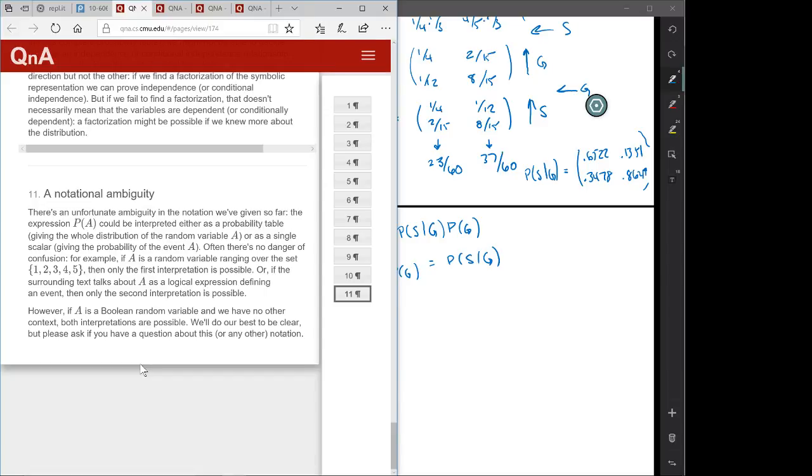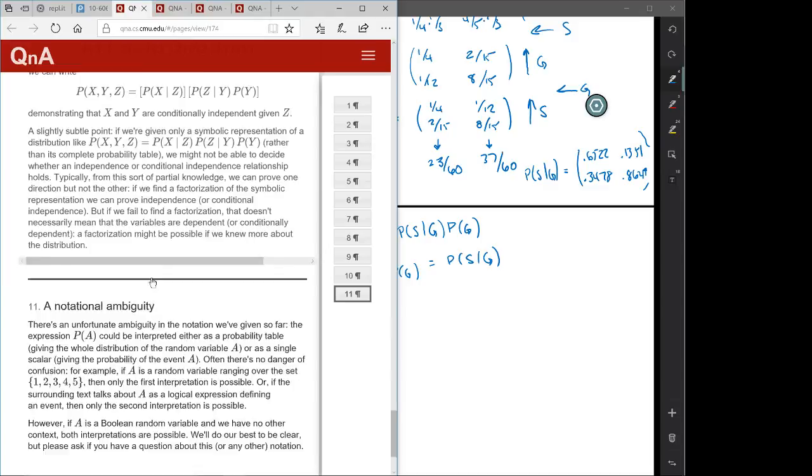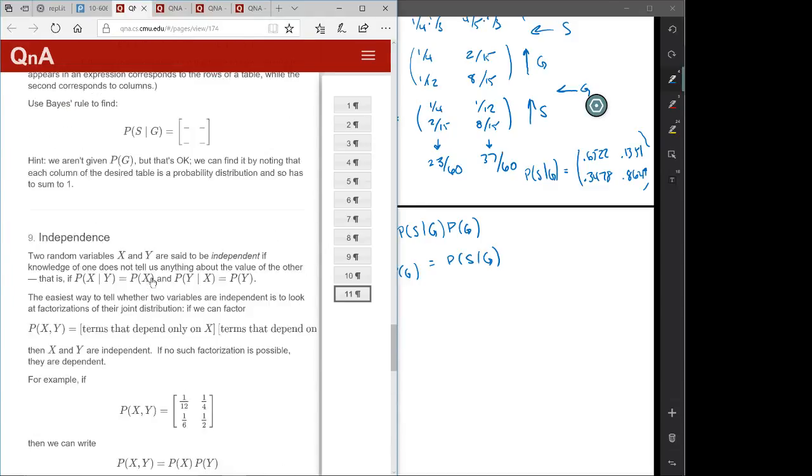Usually when we use the notation, there's no danger of confusion. We know whether A is a random variable or an event. But for example, A could be a Boolean random variable, and then we would use A both for that random variable and for the event that it takes the value true. Right. So there could be some ambiguity. And if you're ever confused about which one we mean, please ask. All right, so that's that for that set of notes.